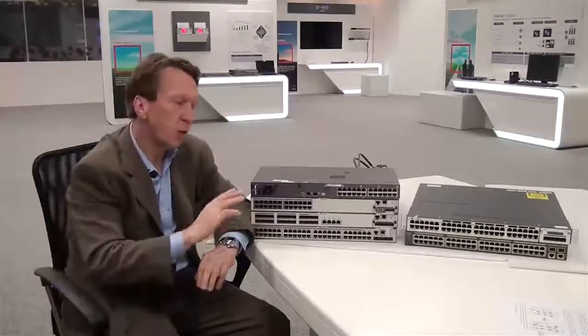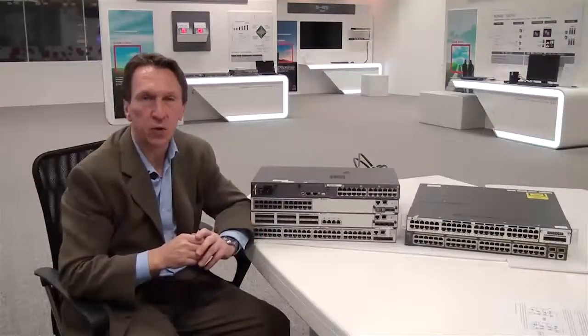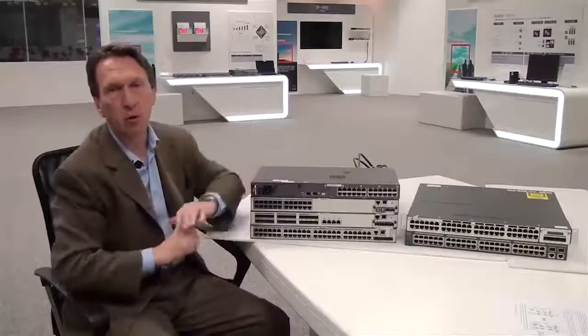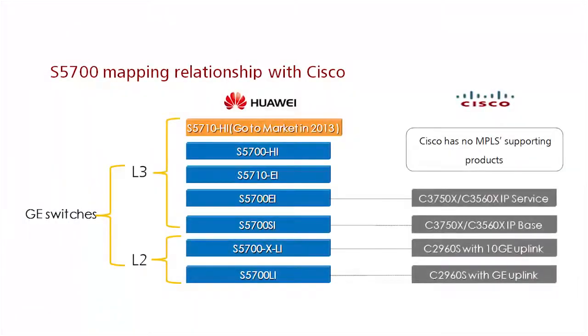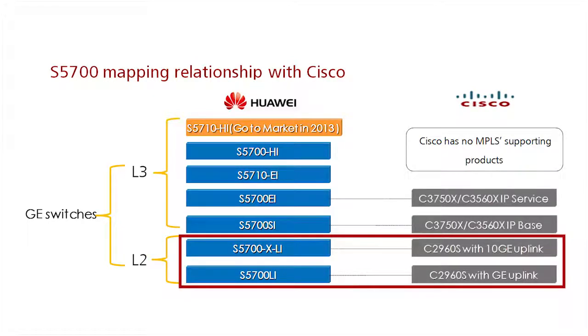Having looked at the general position that these switches would occupy in a network topology, let's look specifically at how the models of Huawei 5700 would stack up against the Cisco models. The first thing you'll notice is that both Cisco and Huawei have a wide variety of switches, both in the Layer 2 and the Layer 3 environment. If we look specifically at the Layer 2 Gigabit Ethernet environment, Huawei has the S5700 LI that supports Gigabit Ethernet uplink ports. And the 5700 XLI actually supports 4 fixed 10 gig uplink ports.